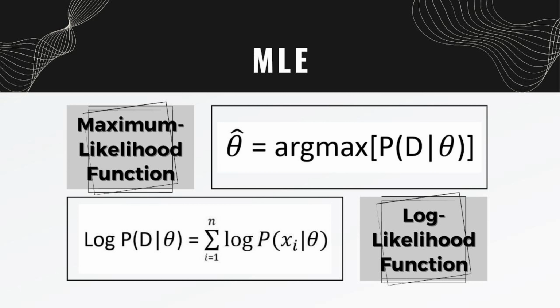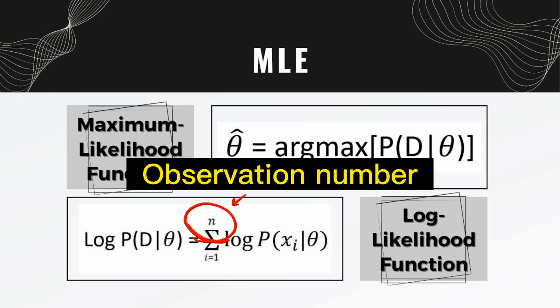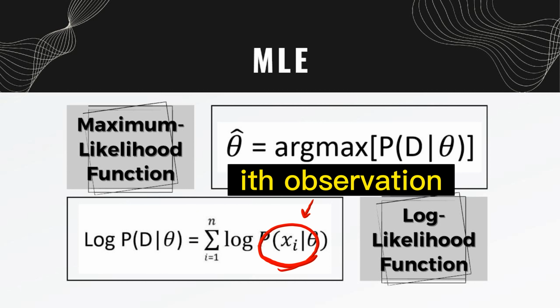To simplify the calculation and reduce the risk of numerical underflow or overflow, it is common to take the logarithm of the likelihood function. The log likelihood function is defined as log of probability of D given theta equals the sum from i equals 1 to n of log of probability of x sub i given theta, where n is the number of observations and x sub i is the ith observation.